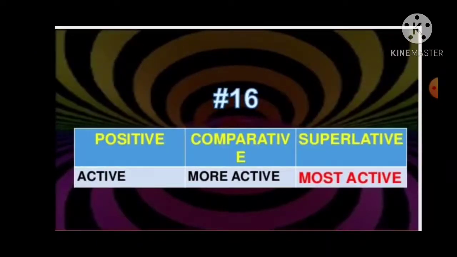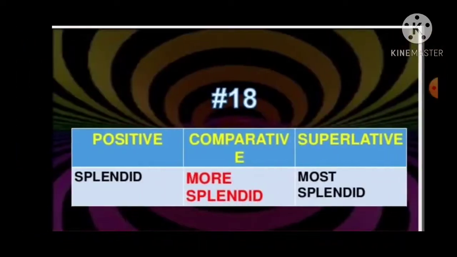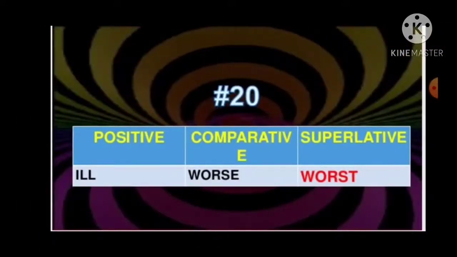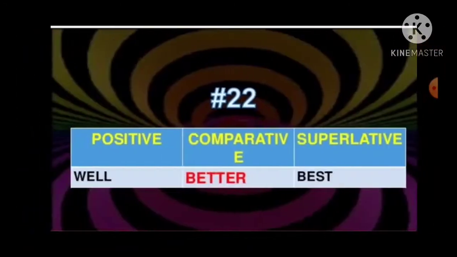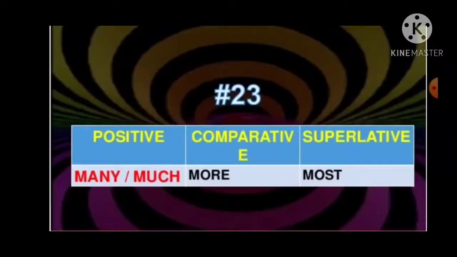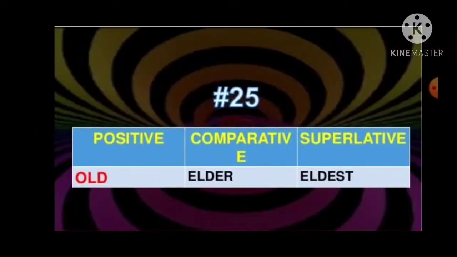Active, more active, most active. Cunning, more cunning, most cunning. Splendid, more splendid, most splendid. Evil, worse, worst. Ill, worse, worst. Far, farther, farthest. Well, better, best. Many or much, more, most. You can write either many or much in positive degree. Near, nearer, nearest. Old, elder, eldest. Older, oldest also is available.